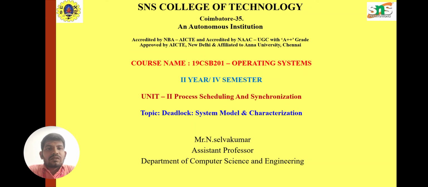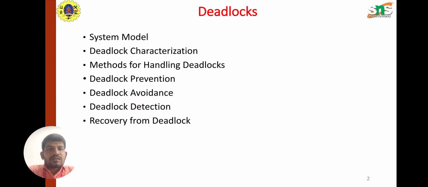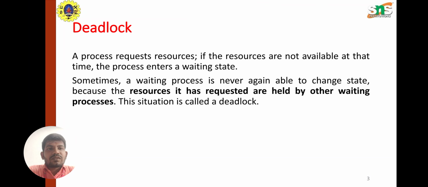Now I am going to tell about what is deadlock, system model and characterization, process scheduling and synchronization. So first of all, deadlock. Deadlock covers the following topics: system model, deadlock characterization, methods for handling deadlocks, deadlock prevention, deadlock avoidance, deadlock detection, and recovery from deadlock. The first one I'm going to tell about is deadlock.